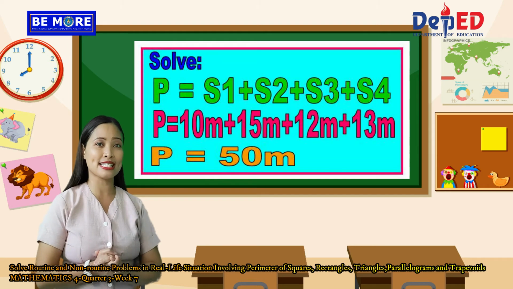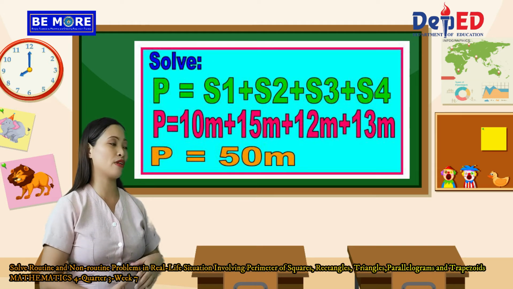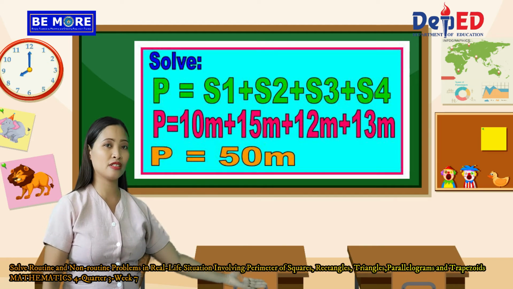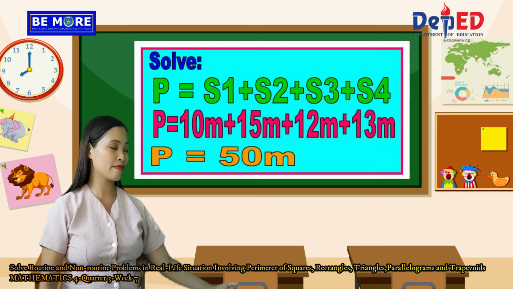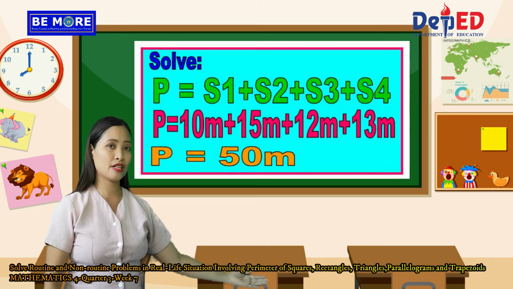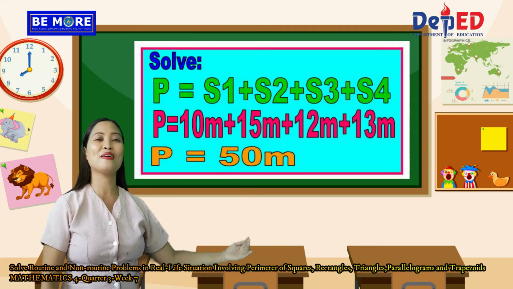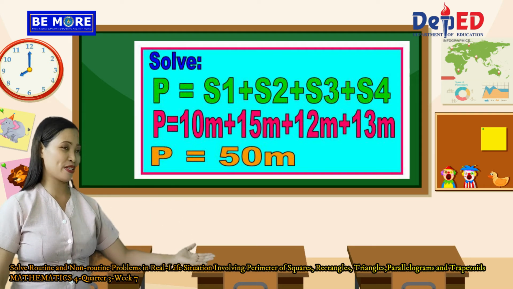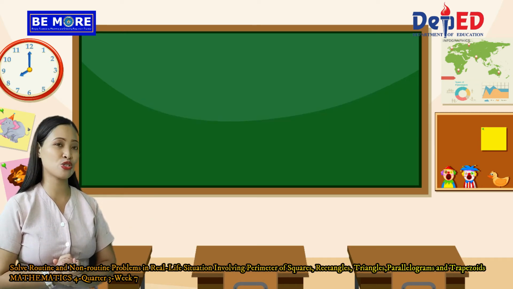Wonderful! The total distance around the lot is, where P is equal to side 1 plus side 2 plus side 3 plus side 4, or perimeter is equal to 10 meters plus 15 meters plus 12 meters plus 30 meters. So, the answer is 67 meters. Very good, kids. Let's continue to question number 2.